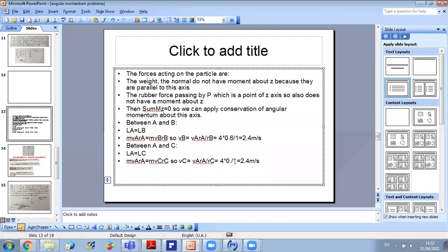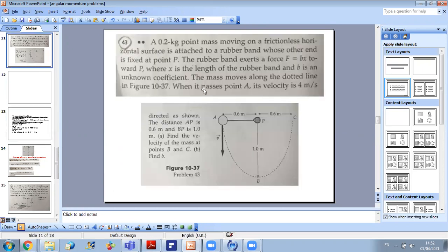If we apply the same relation for C, we will get 4 times 1 over 1, so it's 4 meters per second. Okay? Any question on this? No. Okay. Now, the second question is to find the value of B. How to find the value of B?